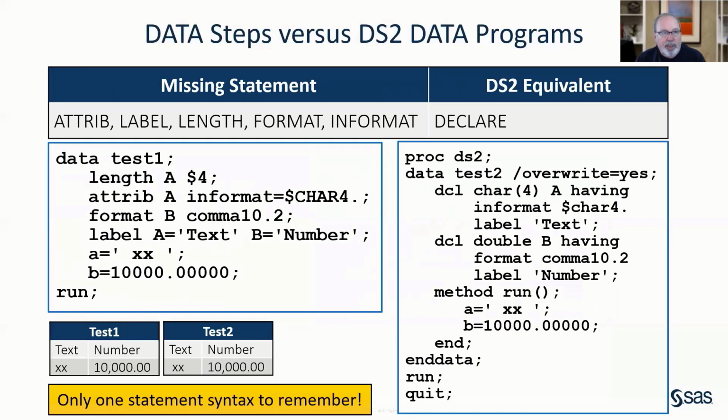Other statements that are missing are the attrib, label, length, format, and informat statements. All of these are designed to modify the metadata of variables that we're processing in a data step. In DS2, we have none of those, but we do have the declare statement. Remember, the declare statement can use the having clause to change formats, informats, labels, that type of thing. And so while the length, label, attrib, format, and informat statements all have differing syntaxes, in DS2 we only have one statement, the declare statement, and the syntax is always the same.